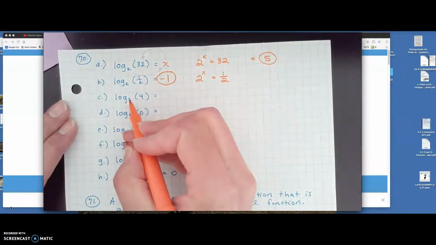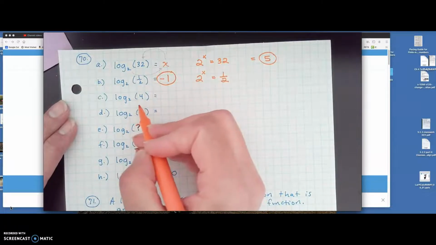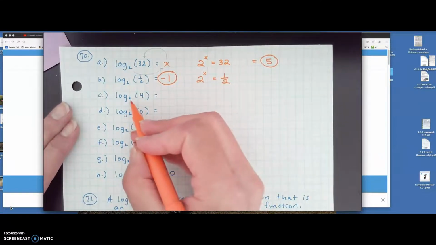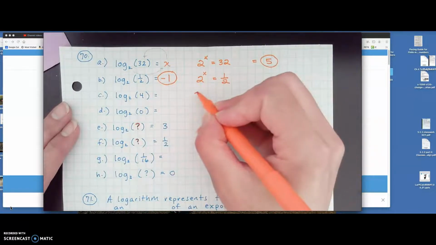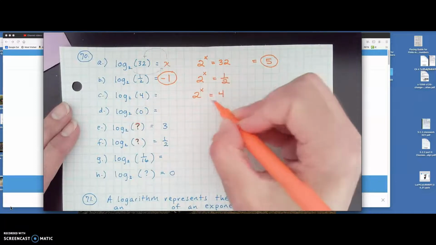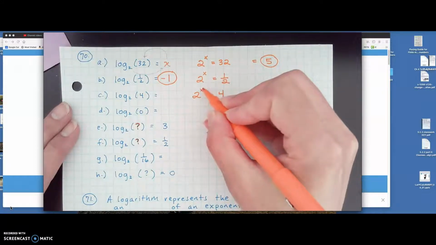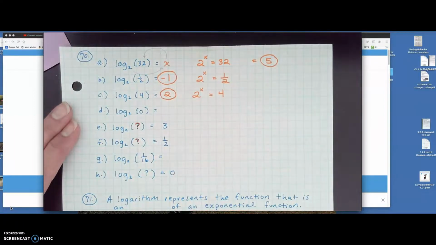And then this one is saying log base 2 of 4. What does that equal? Well, it's saying 2 to the what number, because there's nothing out here. So 2 to the what number is going to equal 4. And we could do that in our head because 2 squared equals 4, which means this is equal to 2.